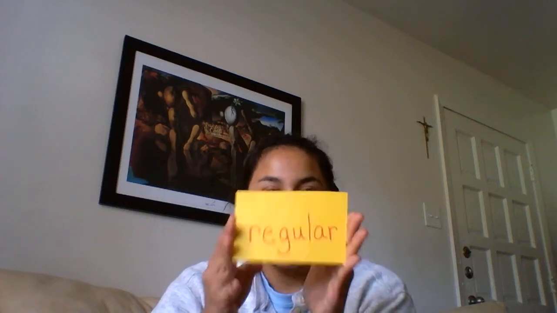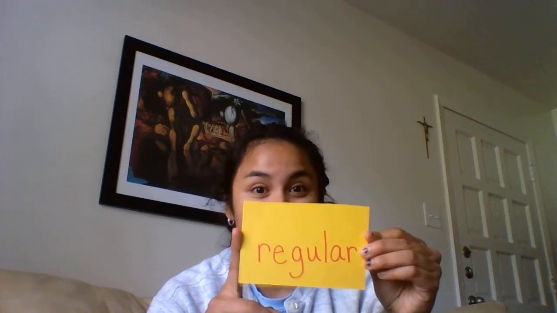So let's say that all together. Everybody say it with me. Regular. And remember, regular is a shape whose sides are all equal in length. So we're going to say that together. So listen carefully. We're going to say regular, sides of equal length. Ready? Regular, sides of equal length.